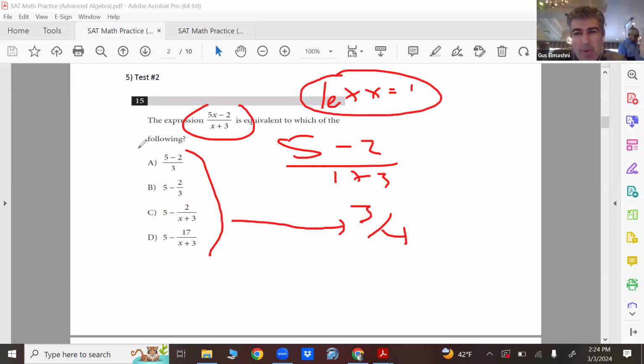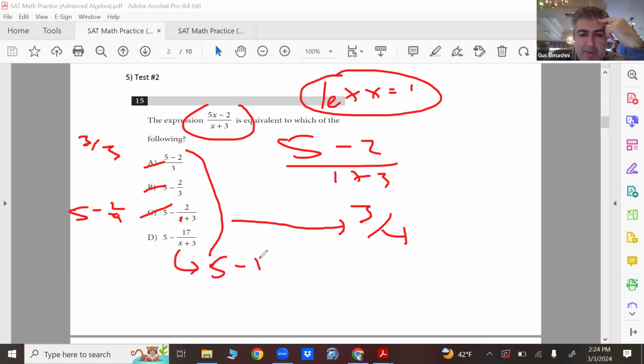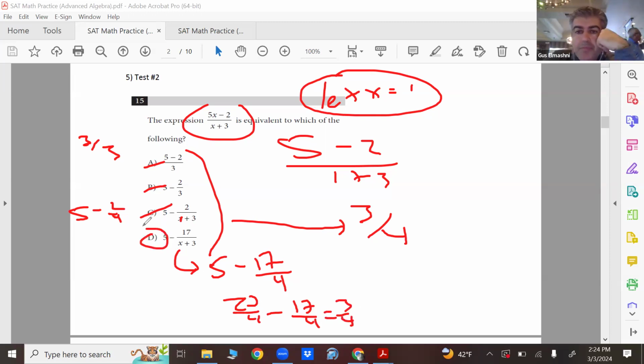Now let's look at A. Does A equal 3/4? No, that's 3 over 3, right? That's out. Does B equal 3/4? No, it's 5 minus 2/3. That's 4 1/3. That's out. Does C work? That's 5 minus 2/4. That's actually 4.5. Too high. Out. Better be D, or I don't know what else to do. Or maybe I made a careless mistake somewhere. Yes, that does work, because you get 20 out of 4 minus 17 out of 4. Yep. And I get D.